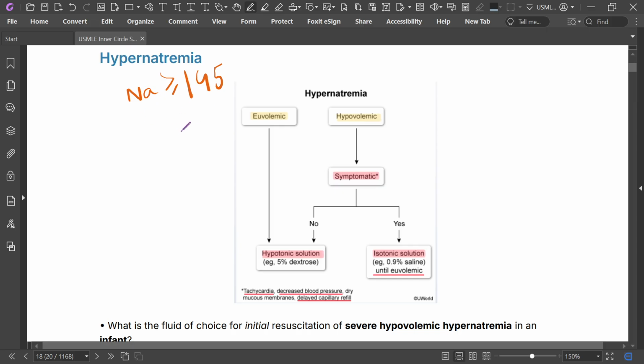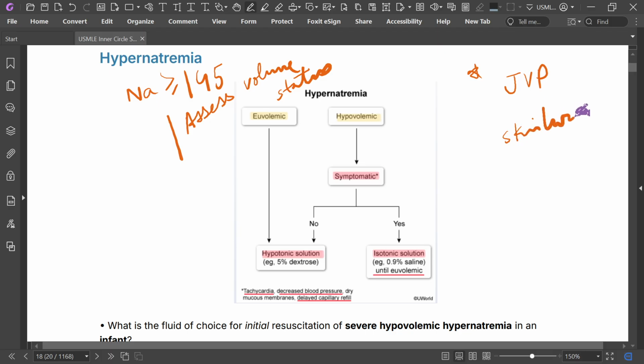If serum sodium is more than 145, then what you need to do is assess volume status. How can we assess volume status? There are four markers for assessing volume status: jugular vein pressure, skin turgor, orthostatic hypotension, and finally evaluation for edema.